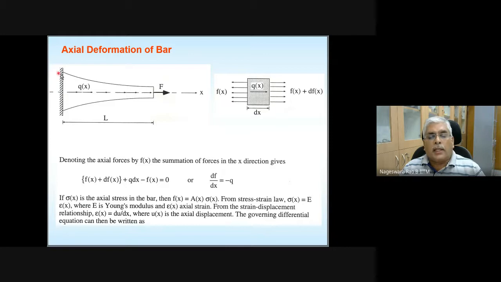So here a bar having varying cross-sectional area is taken, and this bar is held at one end and it is being pulled at the other end with a force F, and in addition to that a body force is also assumed, and this body force is going to be a function of spatial coordinate x. X is shown here. X is positive towards this direction, which is indicated here. L is the length of the bar.